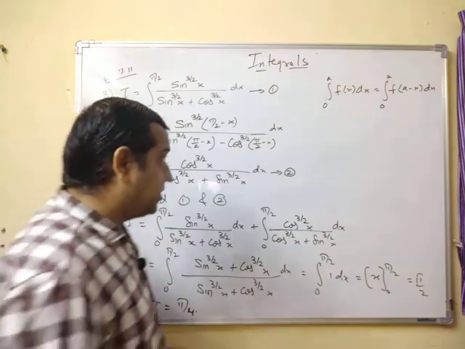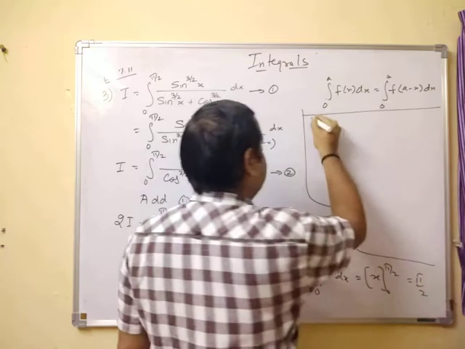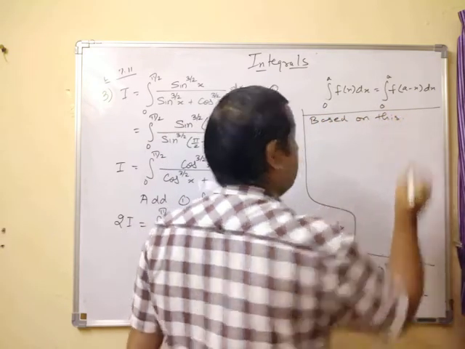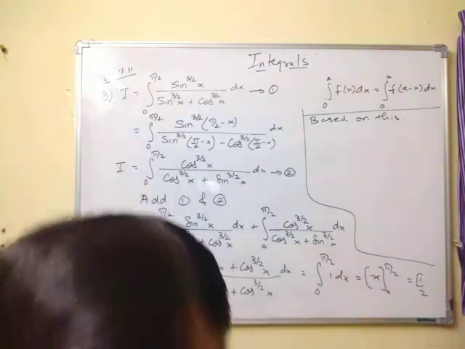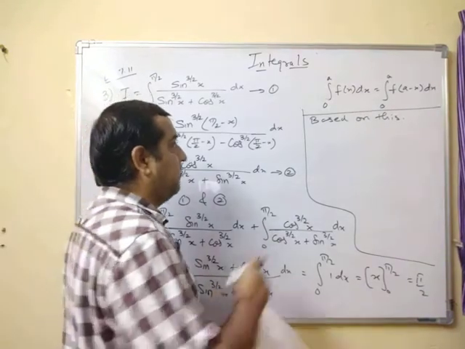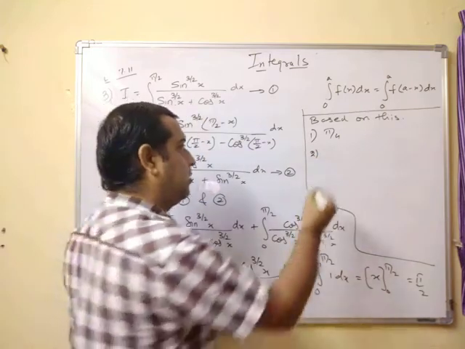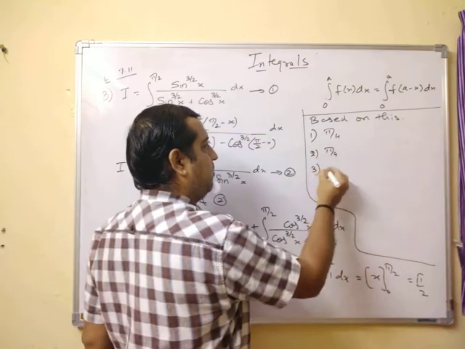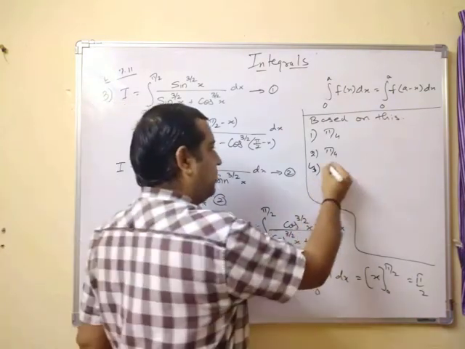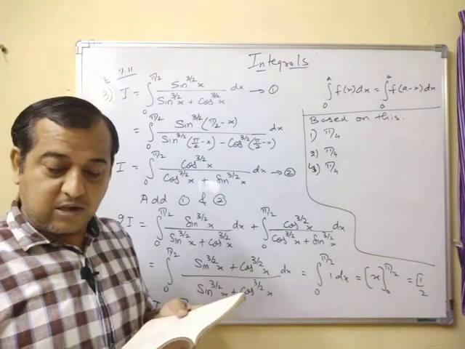Now, based on this, or you can say by same method, you have problem number 1. Answer will be pi by 4. You have problem number 2, answer will be pi by 4. You have problem number 4, 3 we have solved. You have problem number 4, again answer will be pi by 4. You have to do the same in all cases as we have done in this case.